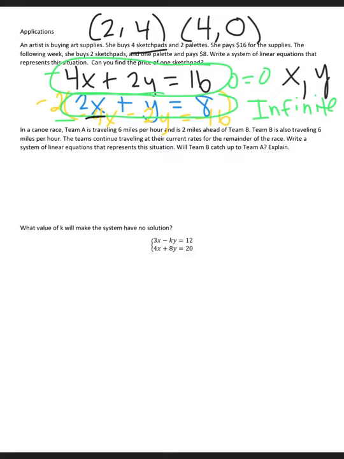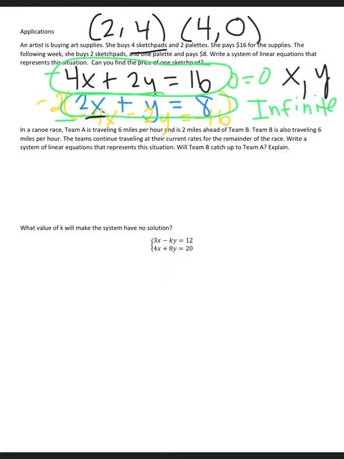Okay, then in a canoe race, Team A is traveling 6 miles per hour and is 2 miles ahead of Team B. Team B is traveling 6 miles an hour. The teams continue traveling at their current rates for the remainder of the race. Write a system that represents the situation. Will Team B catch up to Team A?